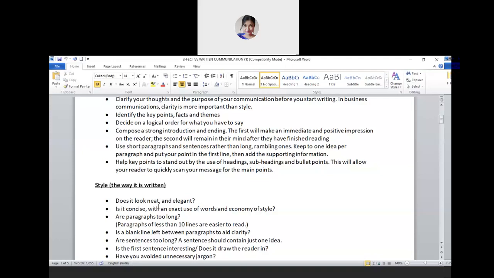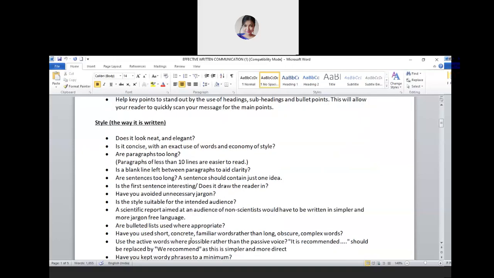All right. So generally your paragraph should not be more than 10 lines. Make sure that your paragraphs are 10 lines or less, especially when you're writing a letter or an application. Okay, you have to take care of this thing.